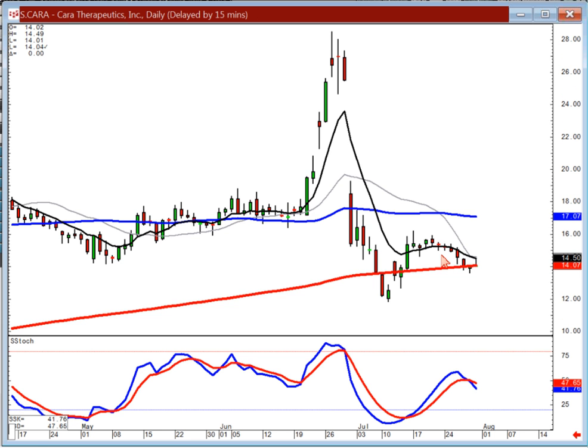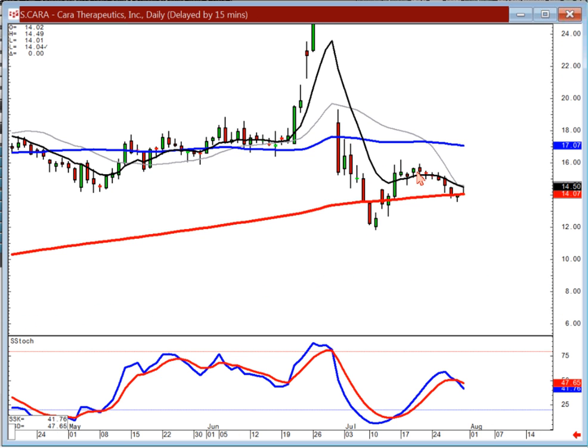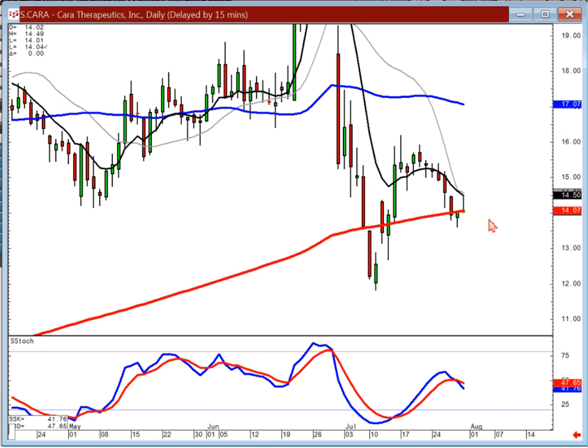And Kara, you can see how they've come up and failed the T-line. Today they actually came up to the T-line. Notice where it failed, right smack dab on the T-line. If this opens lower, you still got a decent percentage move coming back down to test the lows.